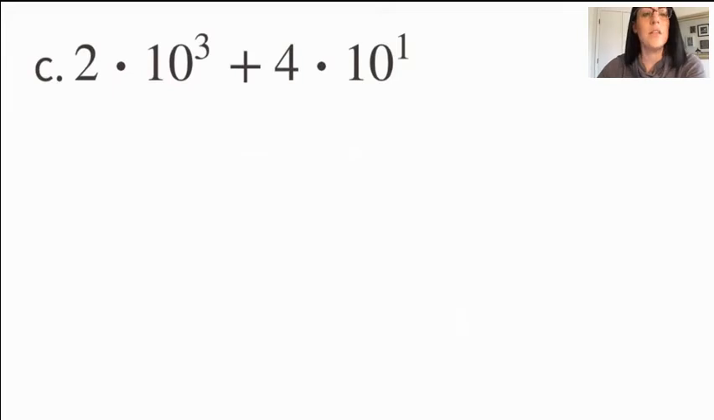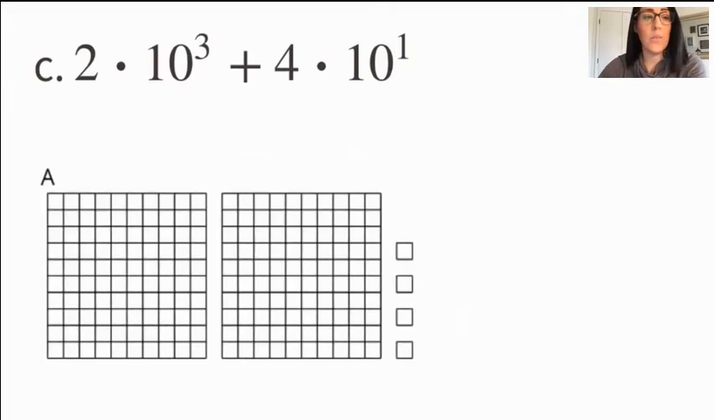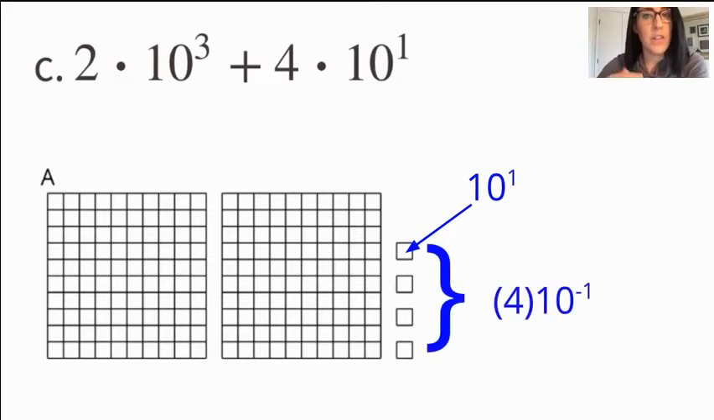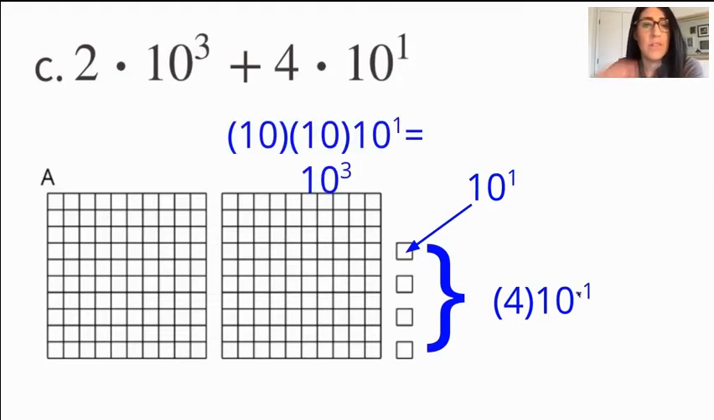Moving into part C, you could have also matched with A, and here's why. If the small square is 10 to the negative, or I'm sorry, 10 to the positive first, again, there's 4 of those, so that's where you're getting the 4 times 10 to the first. That's not supposed to say a negative, so ignore that negative. Then here we have 10 times 10, or you could have said 100 times 10 to the first, which is equivalent to 10 to the third, and there's 2 of those, so that's where the 2 times 10 to the third is coming from.